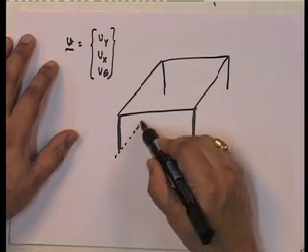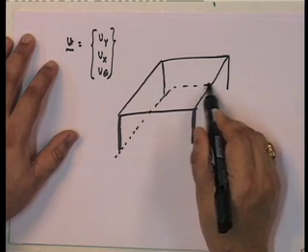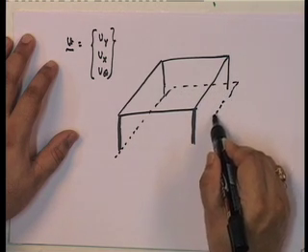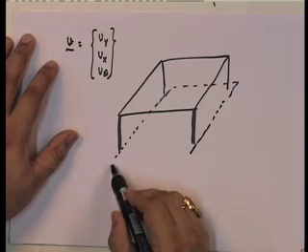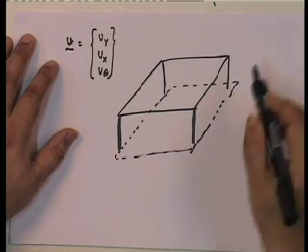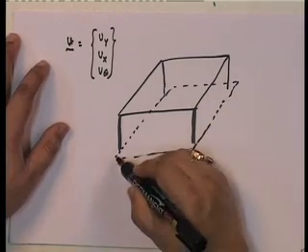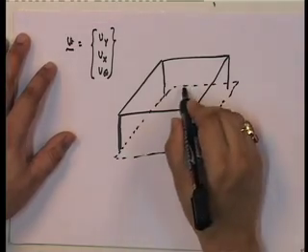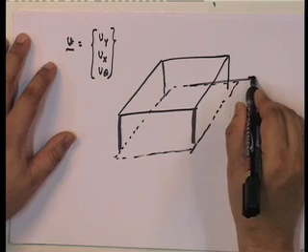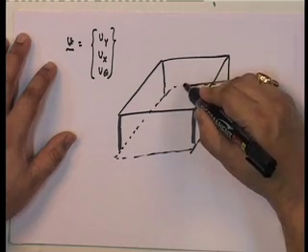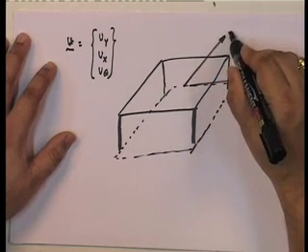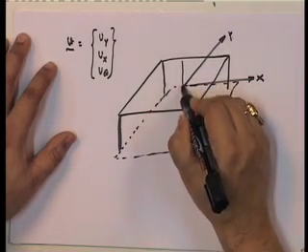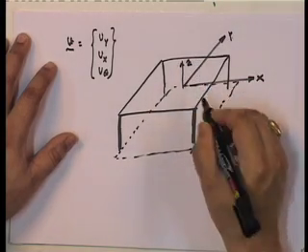And all of these are resting on the same raft. Okay. So, this is all resting on the same raft. This is x direction, this is the y direction, this is z direction.